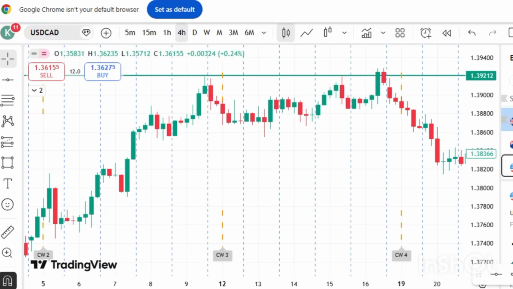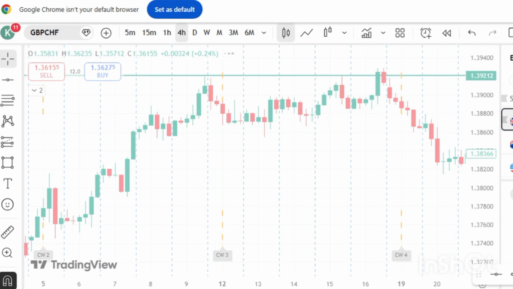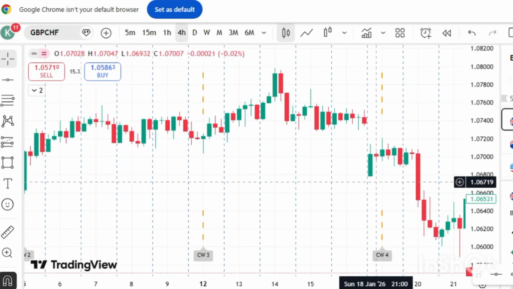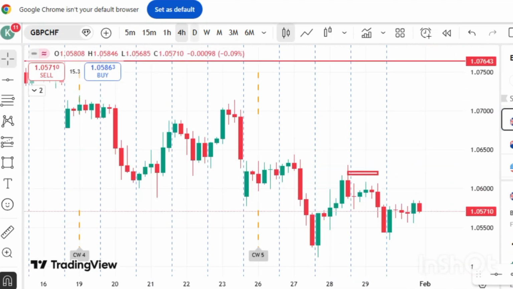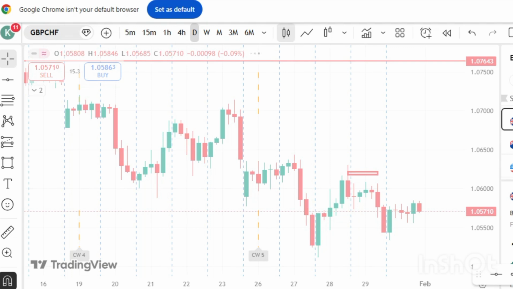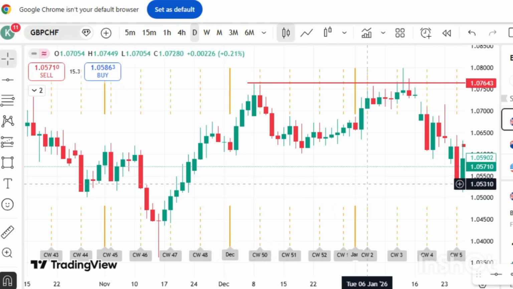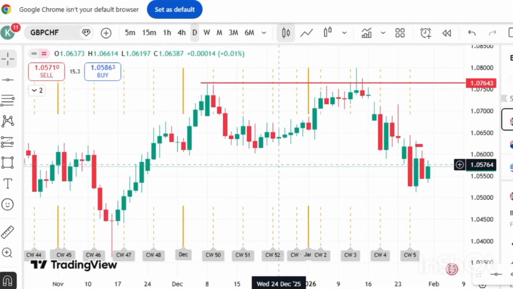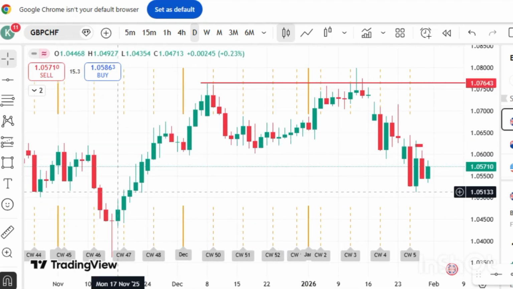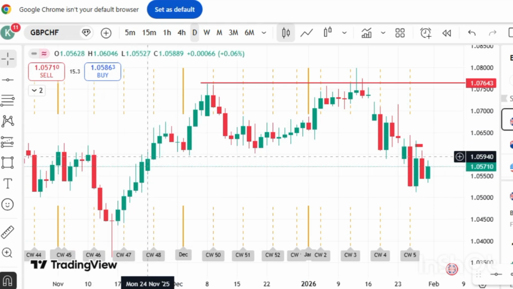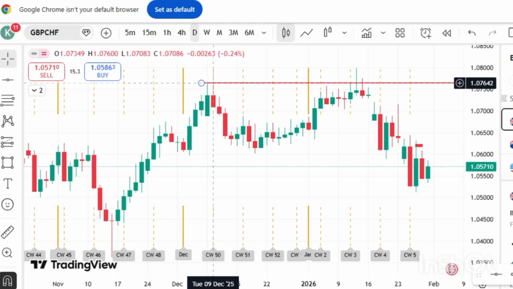Now let's go to the second one, which is the trend continuation. So we're going to GBP Swiss franc. Let's go to the daily time frame. On the GBP Swiss franc, we have another example where the market approached our previous month high. The market has been in an uptrend. These are daily higher closes, and this was our previous month high.